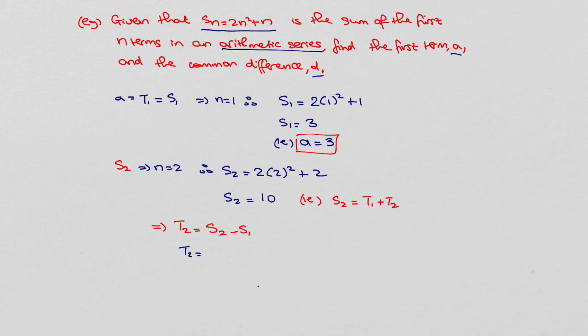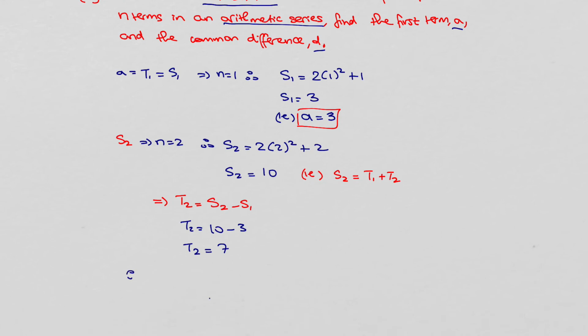So the sum of the first two terms is 10. The sum of the first term is 3. Therefore, the second term in my arithmetic series is 7. So therefore, if I look at term 1 and I subtract it from term 2, well, that will give me my common difference, because the common difference is the difference between any two consecutive terms. So therefore I can say my common difference must be 7 minus 3, which is 4.